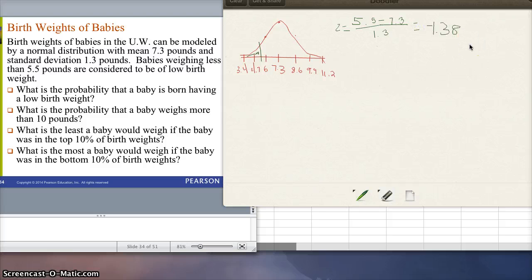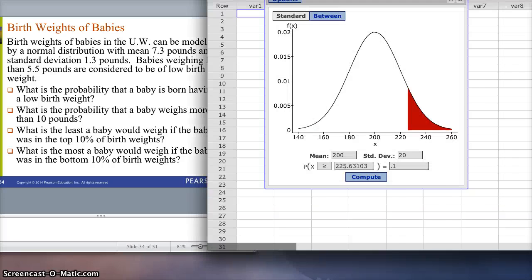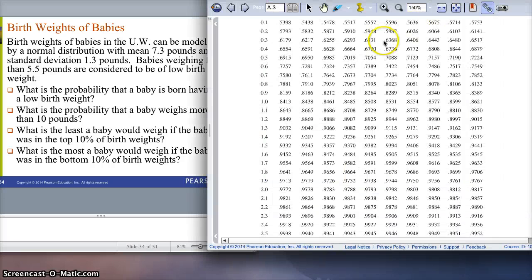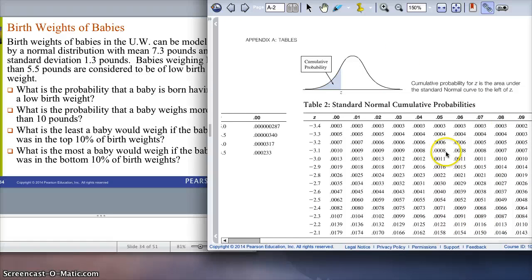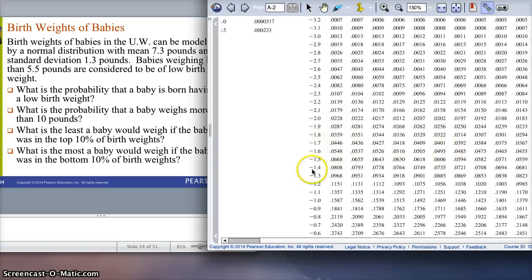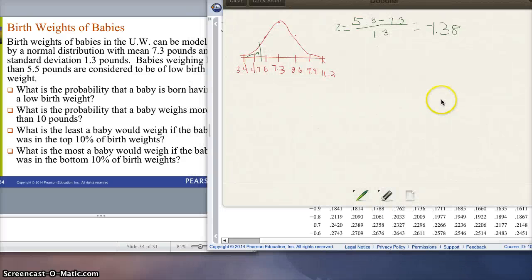You notice the z-score is negative. That's because my value is below my mean. Now we go over to the table, and we're looking up negative 1.38, which is on the previous page. Negative 1.38 is 0.0838. So I'll come back over here, and I get 0.0838.